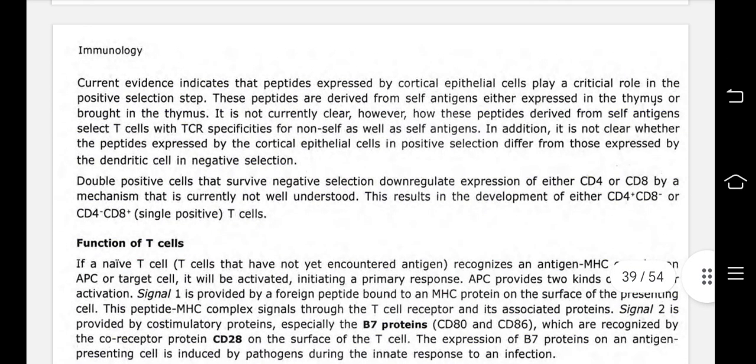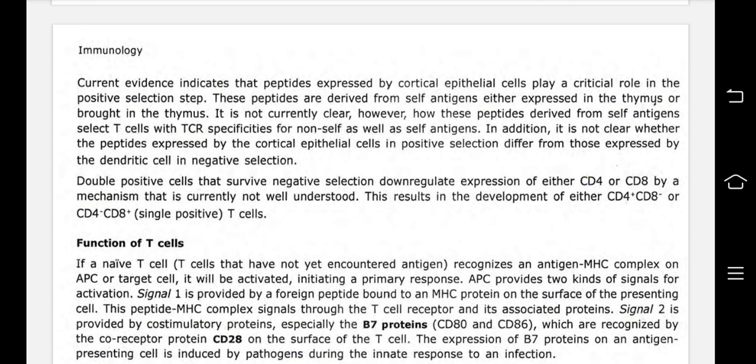Okay. So, current evidence indicates that peptides expressed by cortical epithelial cells play a critical role in the positive selection step. These peptides are derived from self-antigens either expressed in the thymus or brought into the thymus. It is not currently clear, however, how these peptides derived from self-antigens select T cells with TCR specific for non-self as well as self-antigens. In addition, it is not clear whether the peptides expressed by the cortical epithelial cells in positive selection differ from those expressed by the dendritic cell in negative selection.